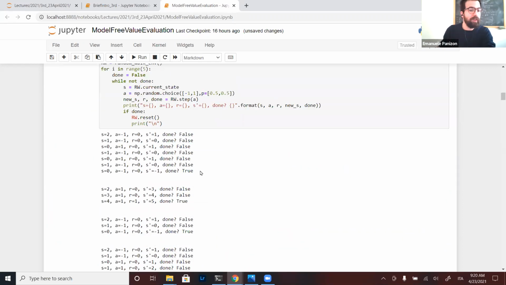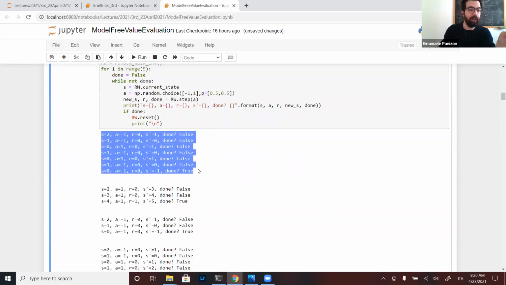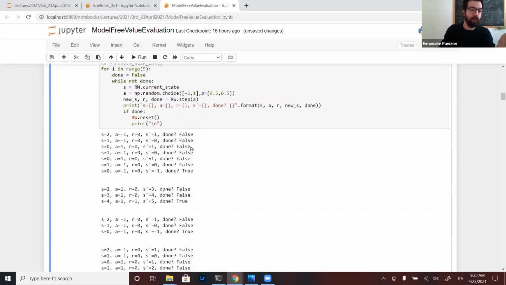And this is a typical episode. So this is an entire episode. You see, it's not done, not done, not done, until it's done. And I have the state. I have the action which I took, which was -1. Indeed, my new state is 1 because I was at 2, minus 1, 1, and I got no reward. And then you see it ends because the final state is -1, so it has left on the left. This means that it's done, with 0 reward.